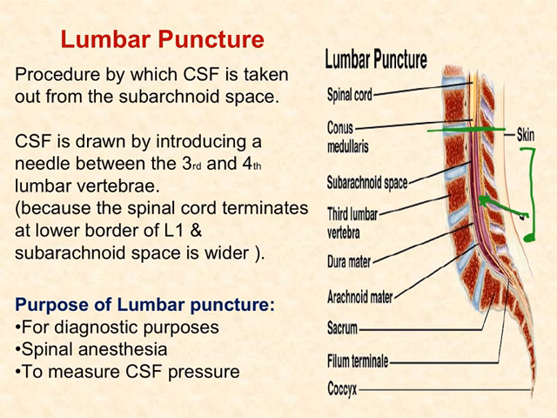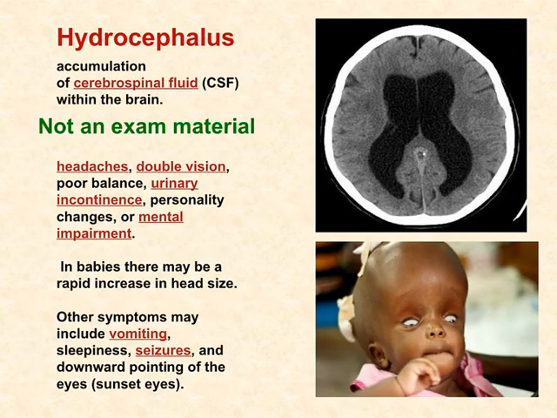And this is done for diagnostic purposes, or to inject an anesthetic, to do spinal anesthesia, in which you don't need general anesthesia for some operations. So you just inject this anesthetic material to do spinal anesthesia for the lower part or the lower limbs, and also to measure the CSF pressure in some cases.